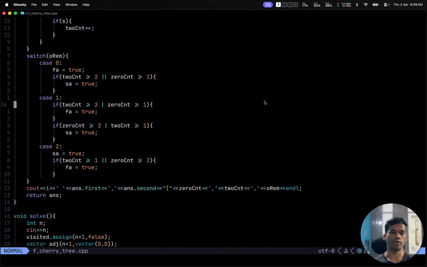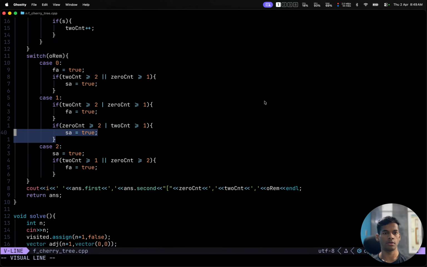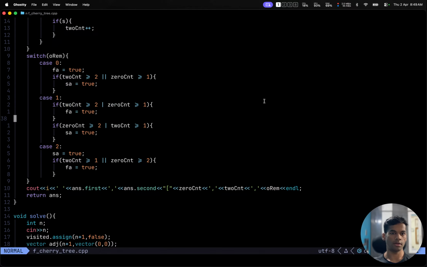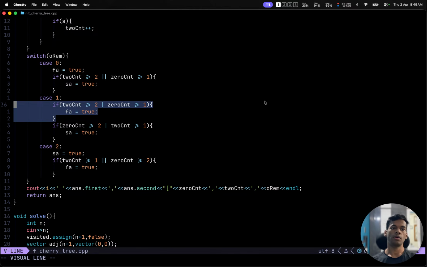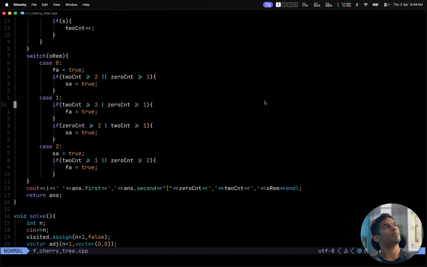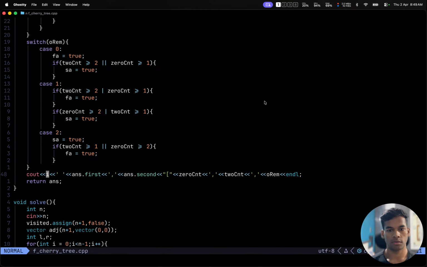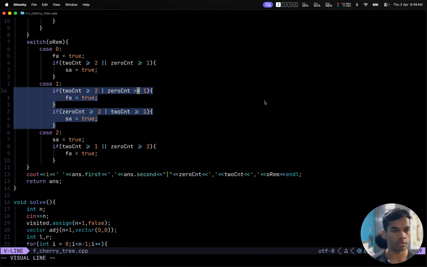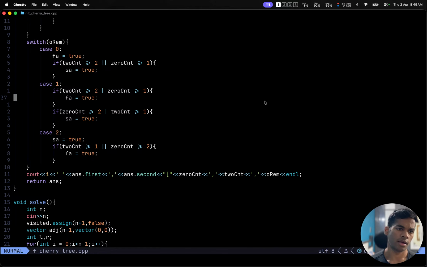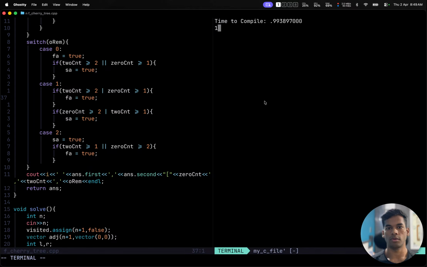ORM is 1. So we went into this condition, and FA would only be true if either 0 count is greater than or equal to 1 or 2 count is greater than or equal to 2, which it is not. So we shouldn't be getting FA equal to 2, but we are getting FA equal to 2.